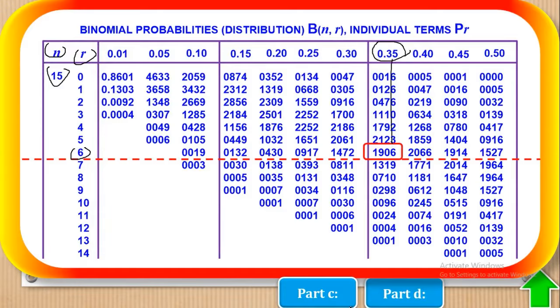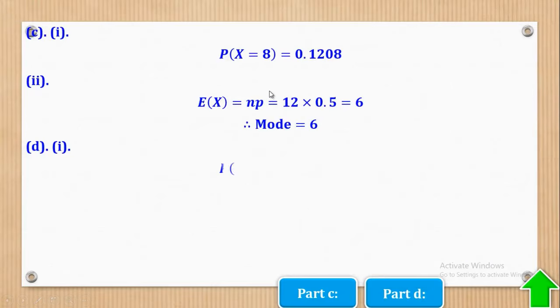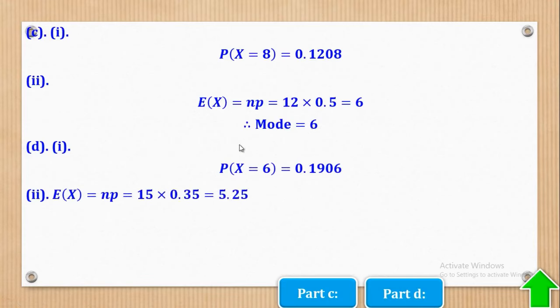So what does that mean? It means that the probability is 0.1906. So now we shall go to Roman 2. Roman 2, the first thing to do is to calculate the mean. Now the mean is not an integer, meaning that the mode is closer to the mean. Therefore, this 5.25 is enclosed by two integers, and those are 5 and 6. Therefore, we shall look for the probability of x equal to 5 and the probability of x equal to 6.